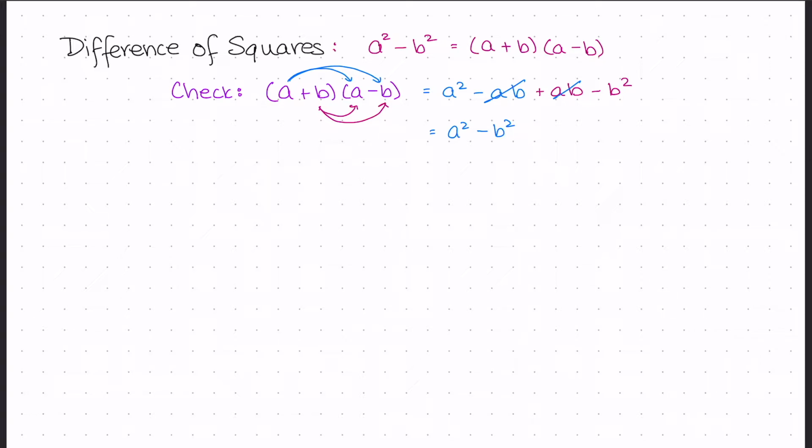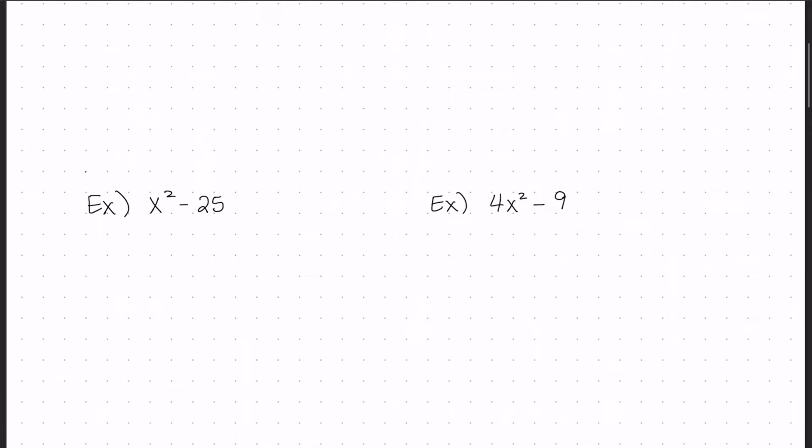But this is just the why behind it. How it actually works is super easy. If you see subtraction between two perfect squares, you take the square root of both, and one gets a plus and one gets a minus. So let's take a look at some actual examples. So here's a couple.